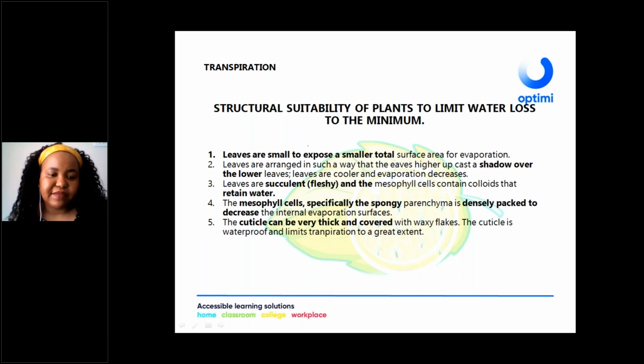Okay, and then we have learned that there is a cuticle, a thick cuticle or a waxy layer that covers the leaf that is waterproof and limits evaporation to a great extent. Okay, so with life sciences, we do not only look at a part or an organ, but we also look at its structural suitability to perform the function that it needs to perform.